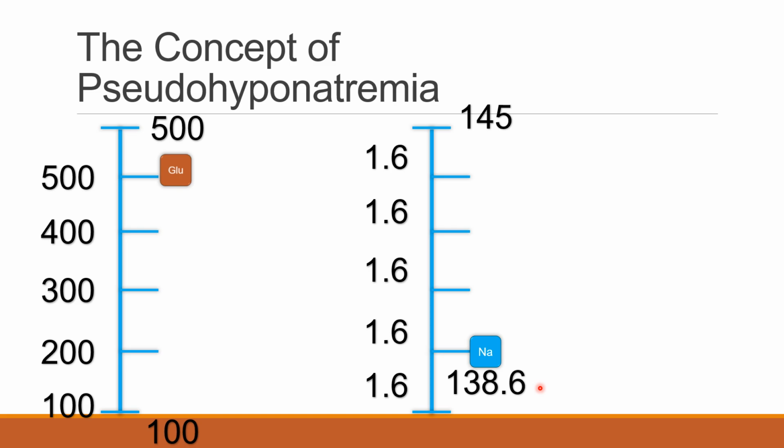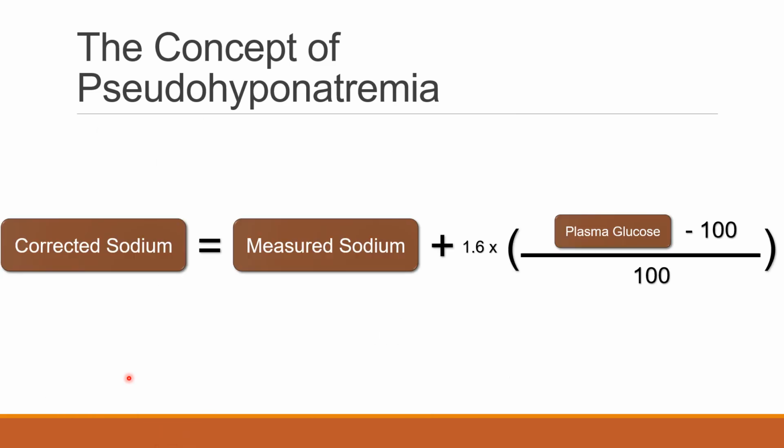So that's why it is important to know the concept of pseudohyponatremia, because with normalization of glucose in the management of diabetic ketoacidosis, the sodium value should gradually increase. If it doesn't increase or rather falls, then it can be an early sign of cerebral edema and we have to take the appropriate steps. So this is the formula of corrected sodium that has been derived from the same concept that we described earlier.